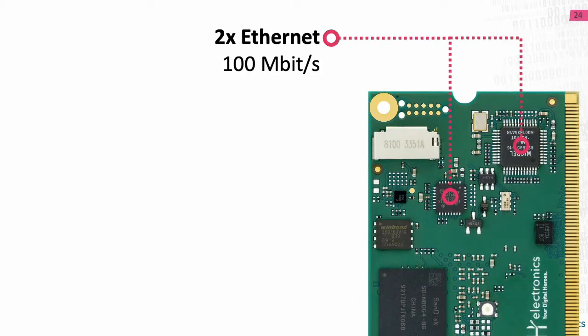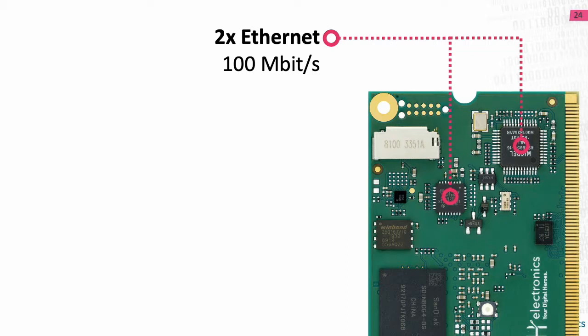On the DHCOM, you can see that we have 2 dedicated Ethernet ports, and each of these Ethernet ports is running with a speed of up to 100 megabits per second. And you might wonder, why do we use 2 Ethernet ports? I mean, what's the use case for such a design?